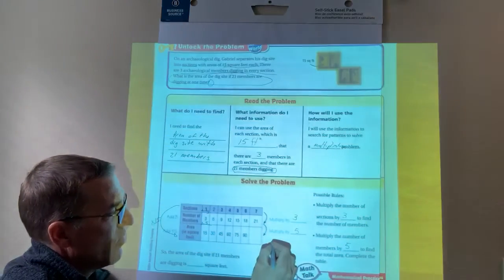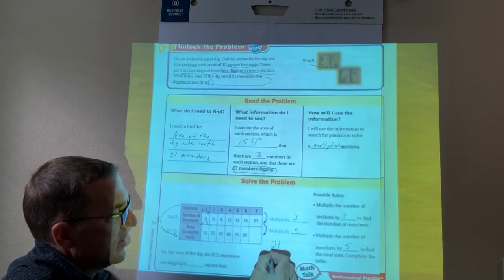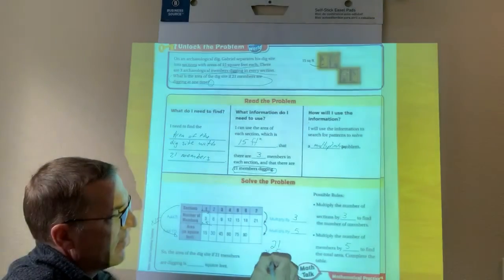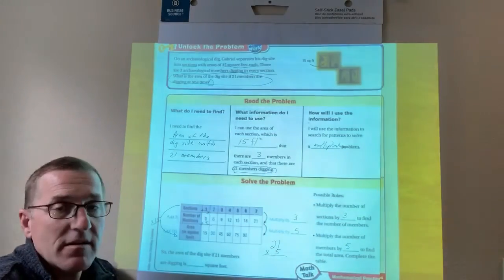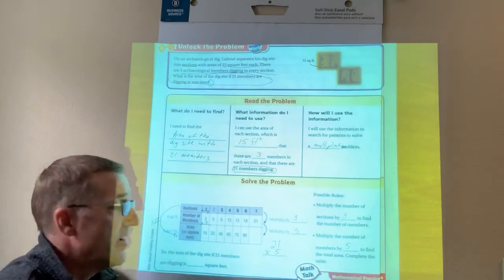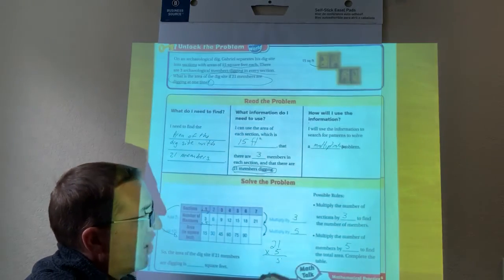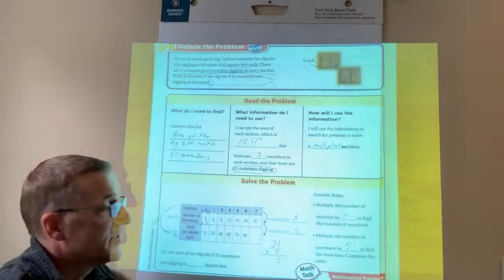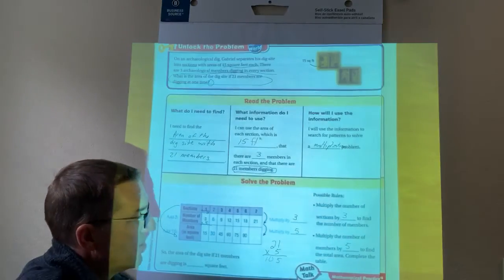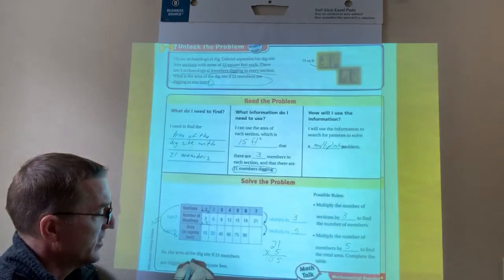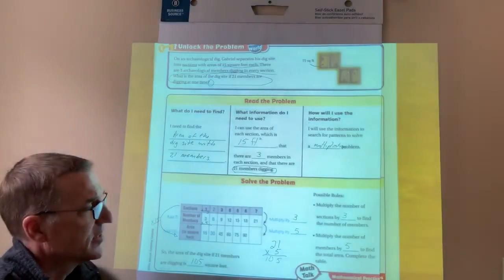So I'm going to write 21 times 5. What's 5 times 1? 5, exactly. And 5 times 2, 10. Good. And so the digging is 105 square feet.